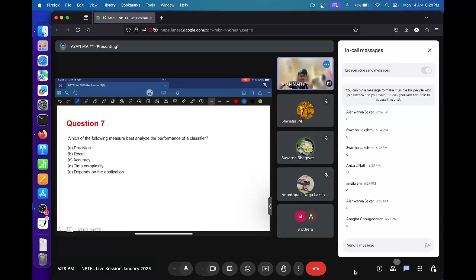Now question 7. Which of the following measures best analyzes the performance of a classifier? Option A, precision. Option B, recall. Option C, accuracy. Option D, time complexity. Option E, depends on the application.